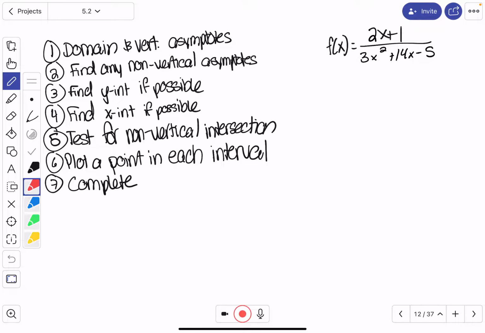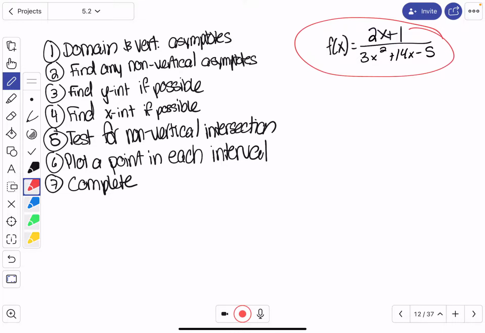These are the steps to do a graph. Find the domain and your vertical asymptotes. Find non-vertical asymptotes. Find y-intercept, x-intercept. See if there's any intersection, and then use those points to make intervals and graph from there.